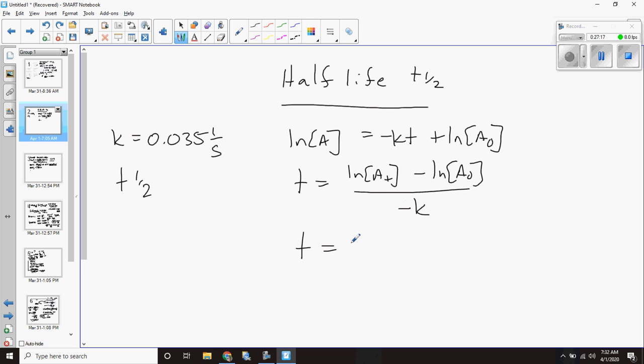All right, so t equals, what is the concentration at time t? At time t, we're saying the concentration has dropped by half, so just plug in 0.5. The natural log of 0.5 minus the natural log of the initial, which we'll assume is 1. Now this has a very special meaning.